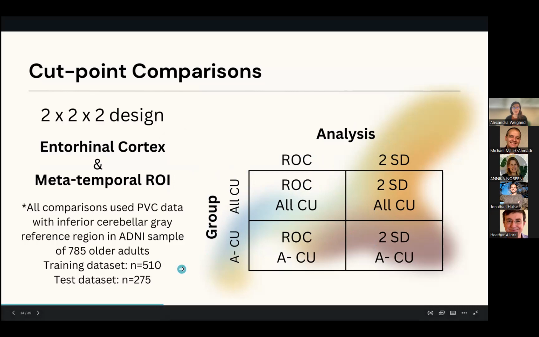And just of note here, since I was interested in comparing these different cut points on how they performed using various outcomes, I did split my sample into a training data set to create the cut points and then a test data set to actually test the cut points. So that was 510 individuals in the training data set and 275 individuals in the test data set in order to have those samples be independent and avoid any circularity.